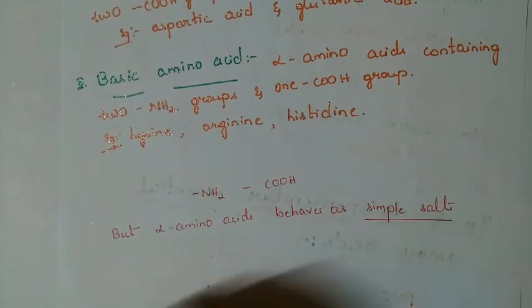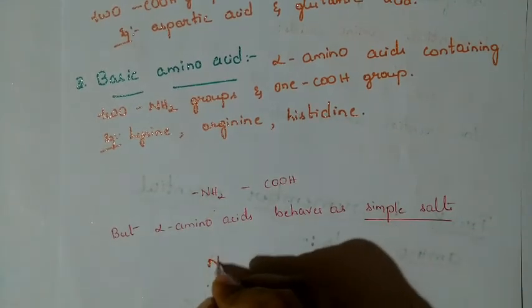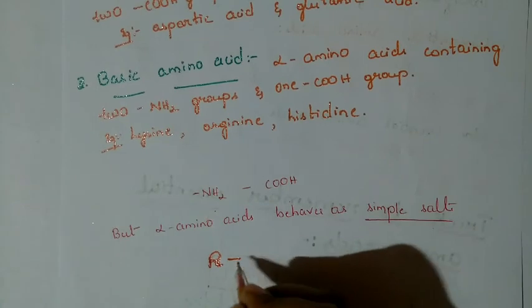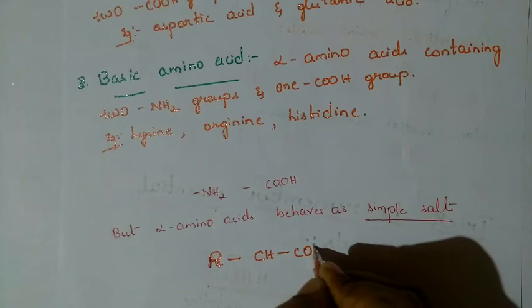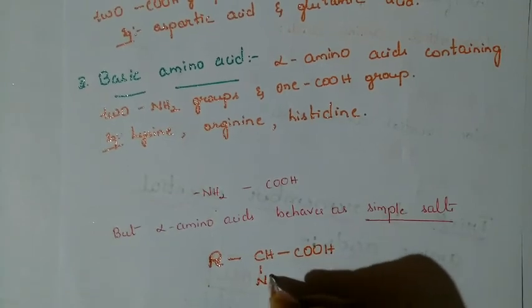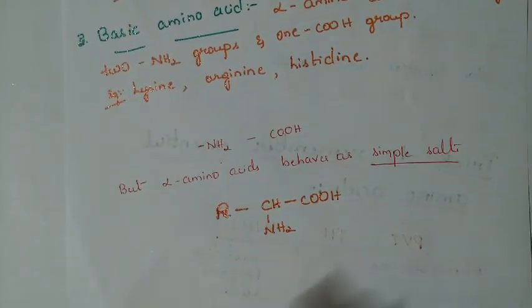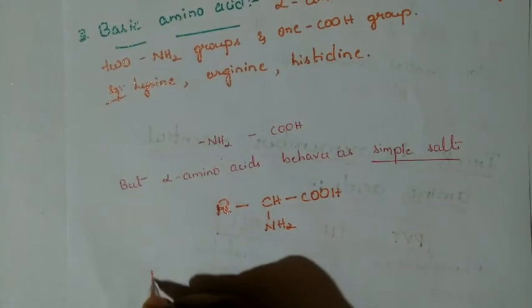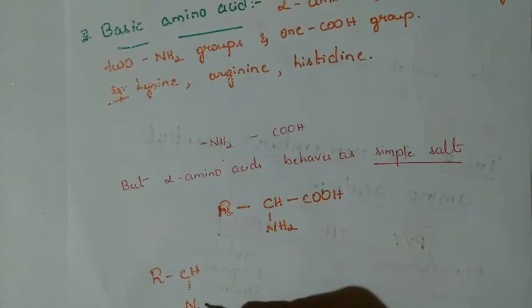And why does it exist as a simple salt? We shall see that. So it is R, the alkyl group or side chain, and we have C, we have H, COOH, and NH2. This is our alpha amino acid. This can also be written, the same thing, as RCH with the NH2 group.